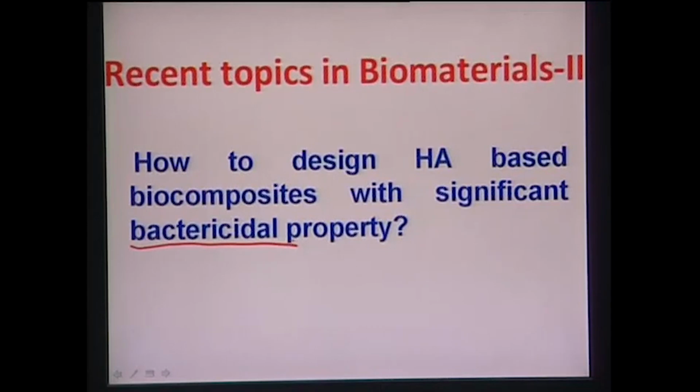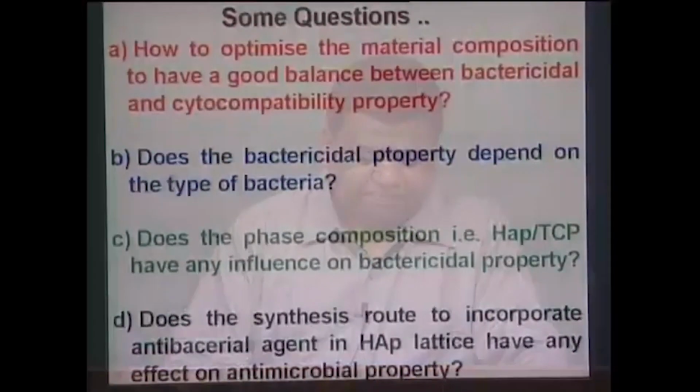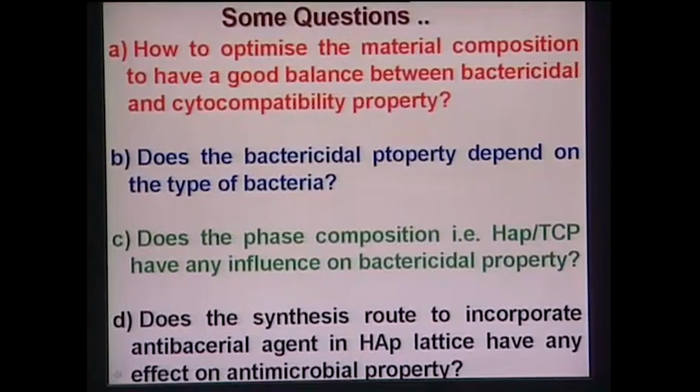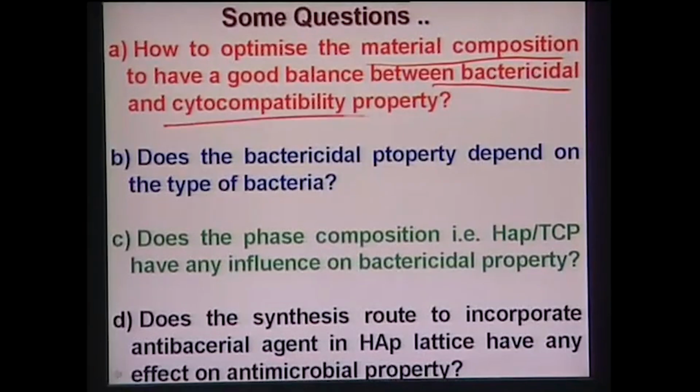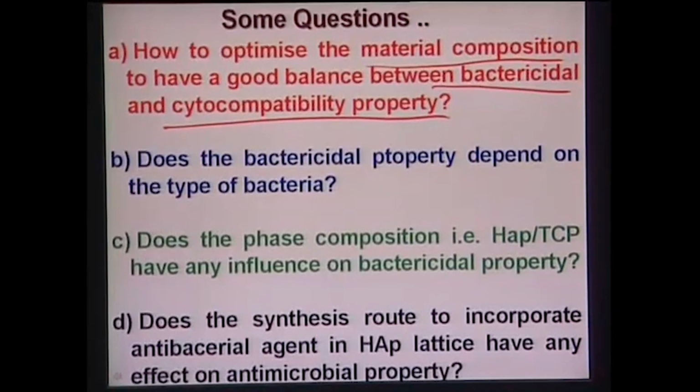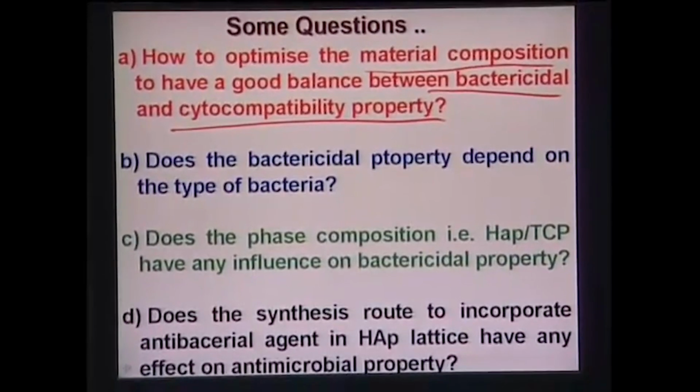So there is indeed a need to improve the antimicrobial property as well as the fracture toughness in these materials. Now there are some questions that will be answered with the help of our experimental results. The first one is how to optimize the material composition to have a good balance between bactericidal and cytocompatibility property. Bactericidal means it will kill bacteria, and cytocompatibility means that it will not have any cytotoxicity effect, and the cell will proliferate or cell fate processes will be enhanced in contact with these materials.